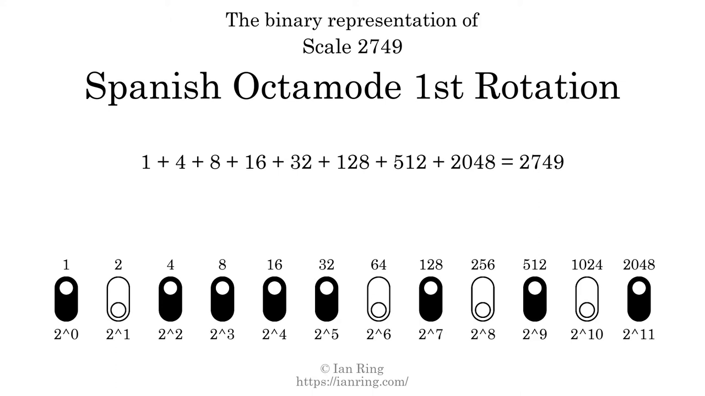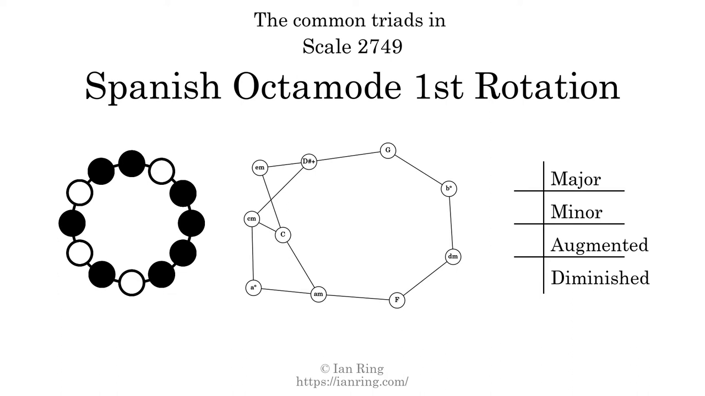2749. The scale number not only enumerates the scale with a unique index, but it also literally describes the tonal content of the scale. Represented as a binary number in base 2, the scale number is 10101011101. Here are the common triads present in this scale.